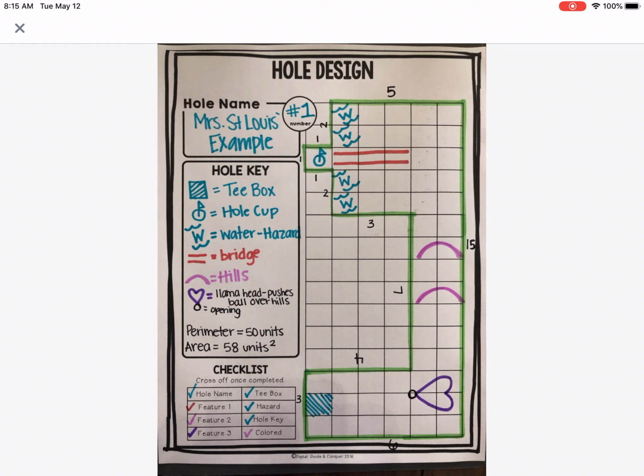Okay? And then you need to find the area and the perimeter of your course, of your hole. So because you've already outlined your course, it should be very easy. So I went around and you can see my numbers in black that I was finding the perimeter. So remember, the perimeter is the outside. So that's when I just counted each little area and wrote the number around it for my perimeter.